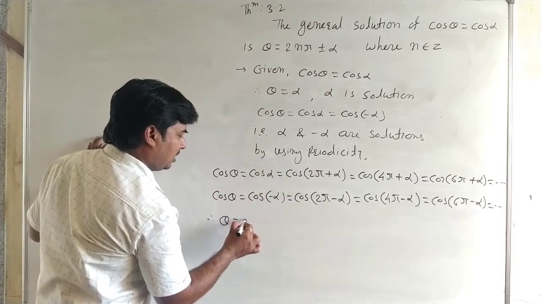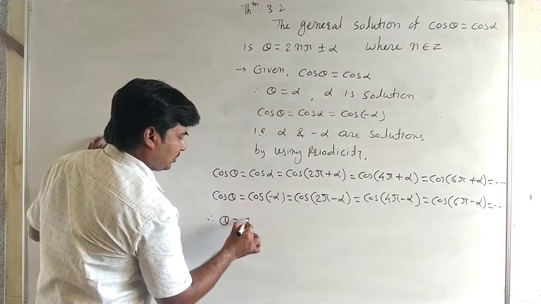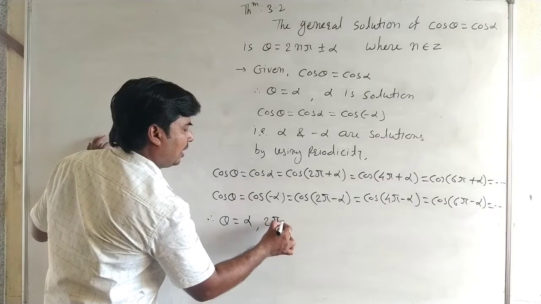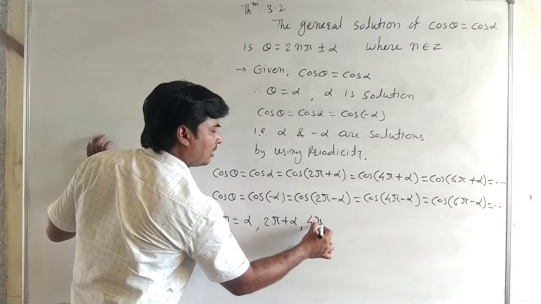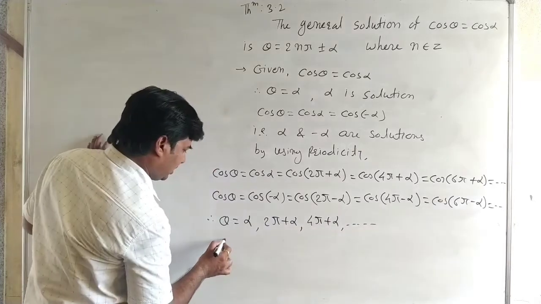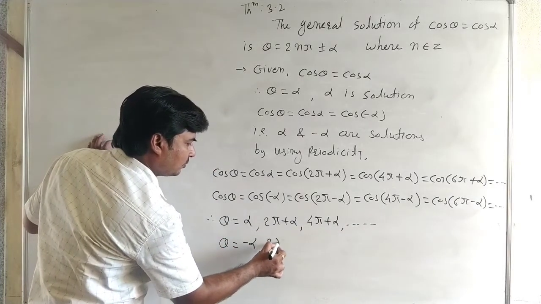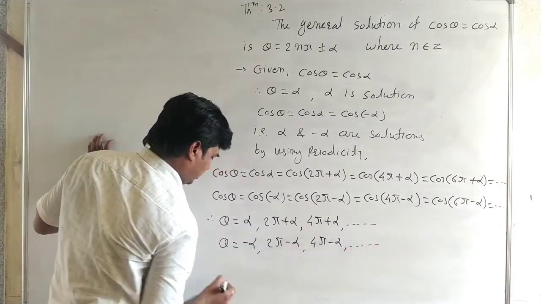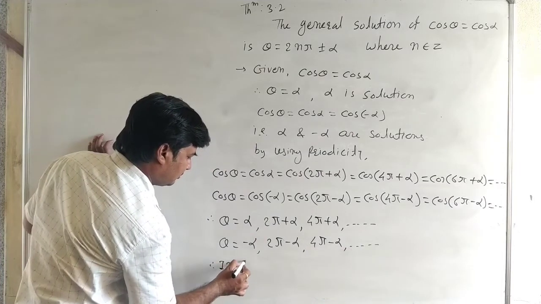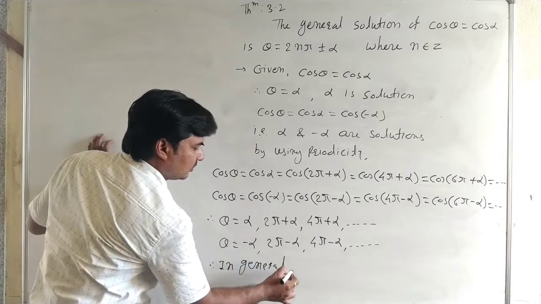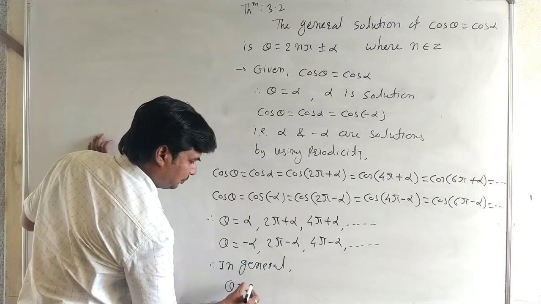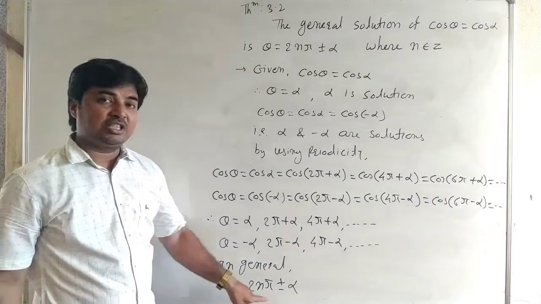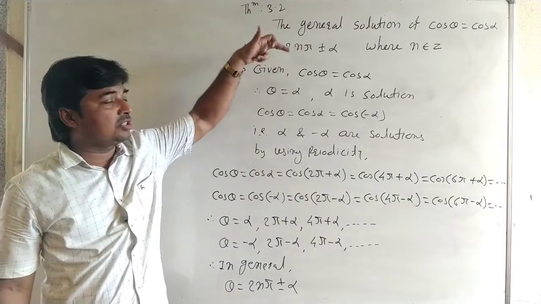See carefully this. In general we can write theta is equal to alpha, 2 pi plus alpha, 4 pi plus alpha, and so on, and theta is equal to minus alpha, 2 pi minus alpha, 4 pi minus alpha, and so on. Therefore in general we can write theta is equal to 2n pi plus or minus alpha as the general solution of this trigonometric equation, cos theta is equal to cos alpha.